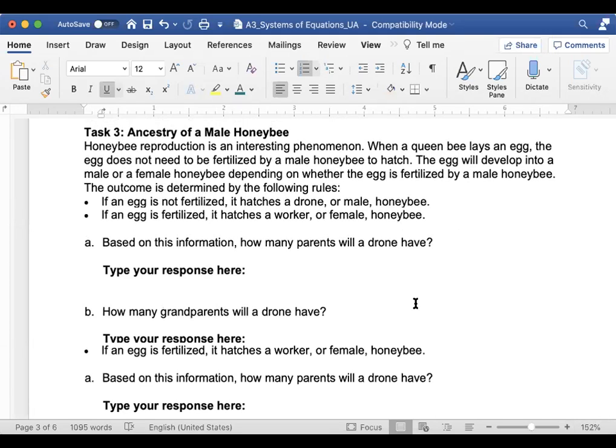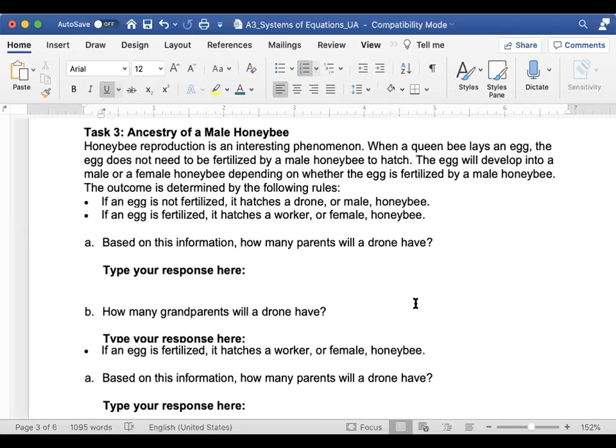So honeybee reproduction is an interesting phenomenon. When a queen bee lays an egg, the egg does not need to be fertilized by a male honeybee to hatch. The egg will develop into a male or a female depending on whether the egg is fertilized by a male honeybee. The outcome is determined by the following rules. If an egg is not fertilized, it hatches a drone or a male. If it is fertilized, it hatches a worker or a female. So the drones are male and the workers are female.